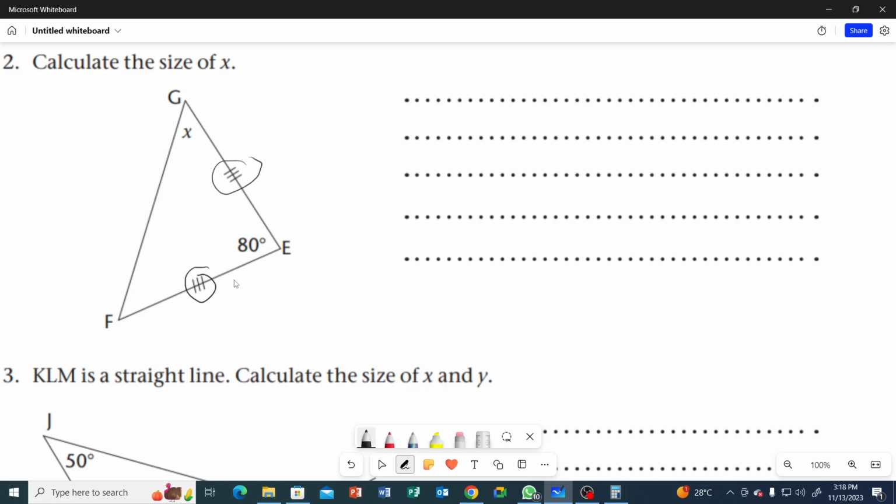And this is an isosceles triangle. And what's happening in an isosceles triangle? This angle here, which is G, must equal angle F, which tells us that F is also equal to X. Now that you know that F is also equal to X, it is possible for you to calculate the value of X.